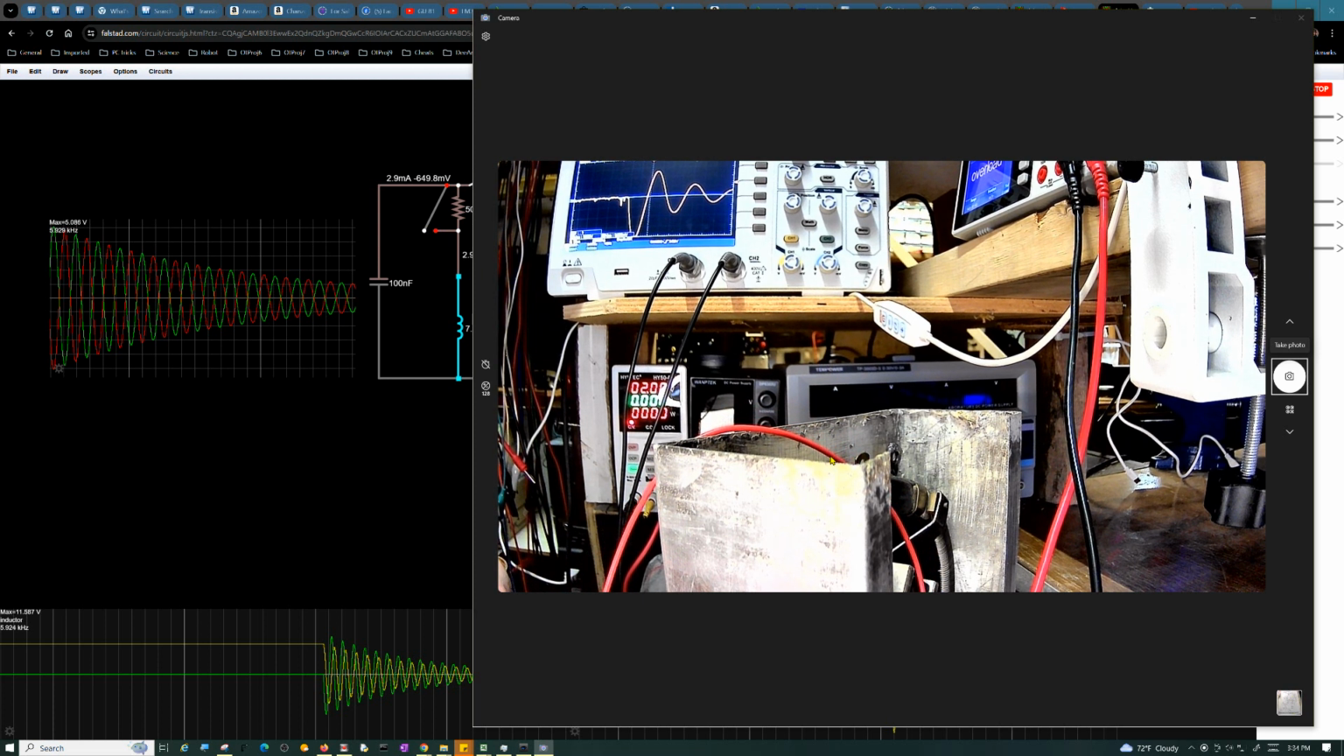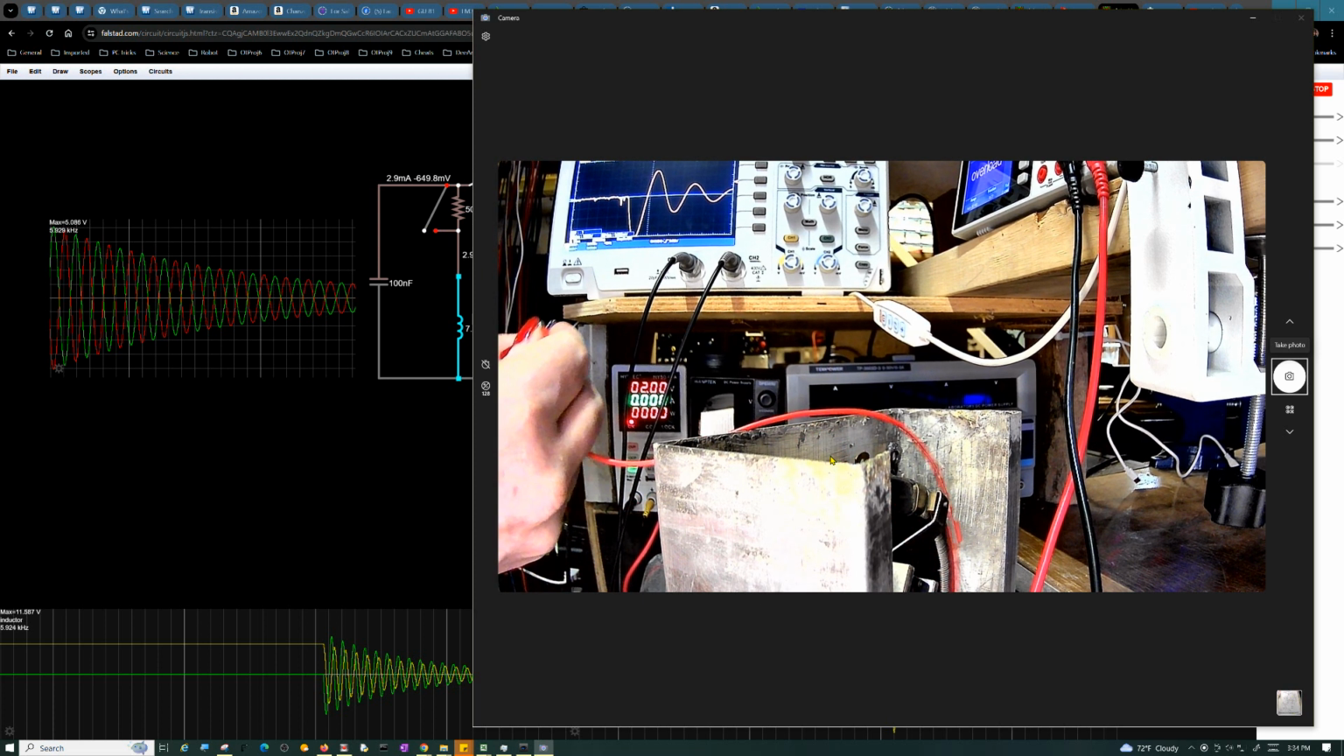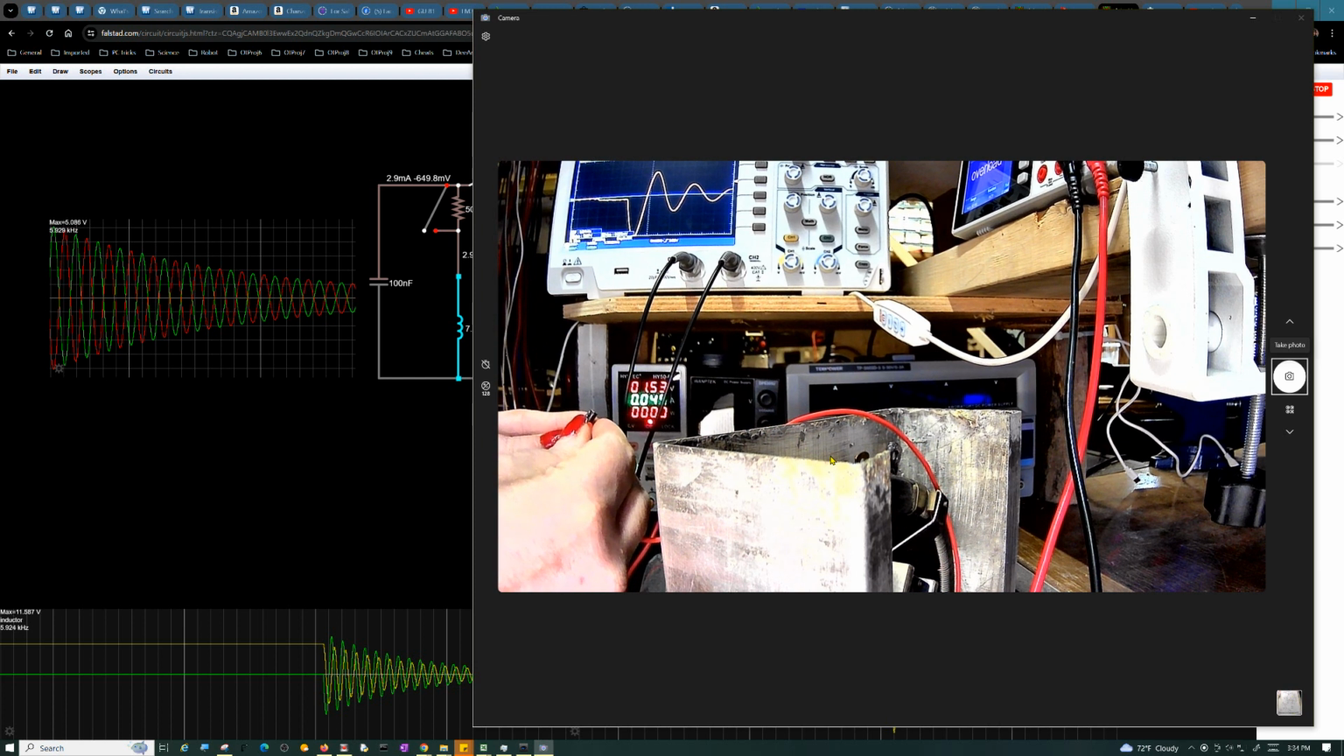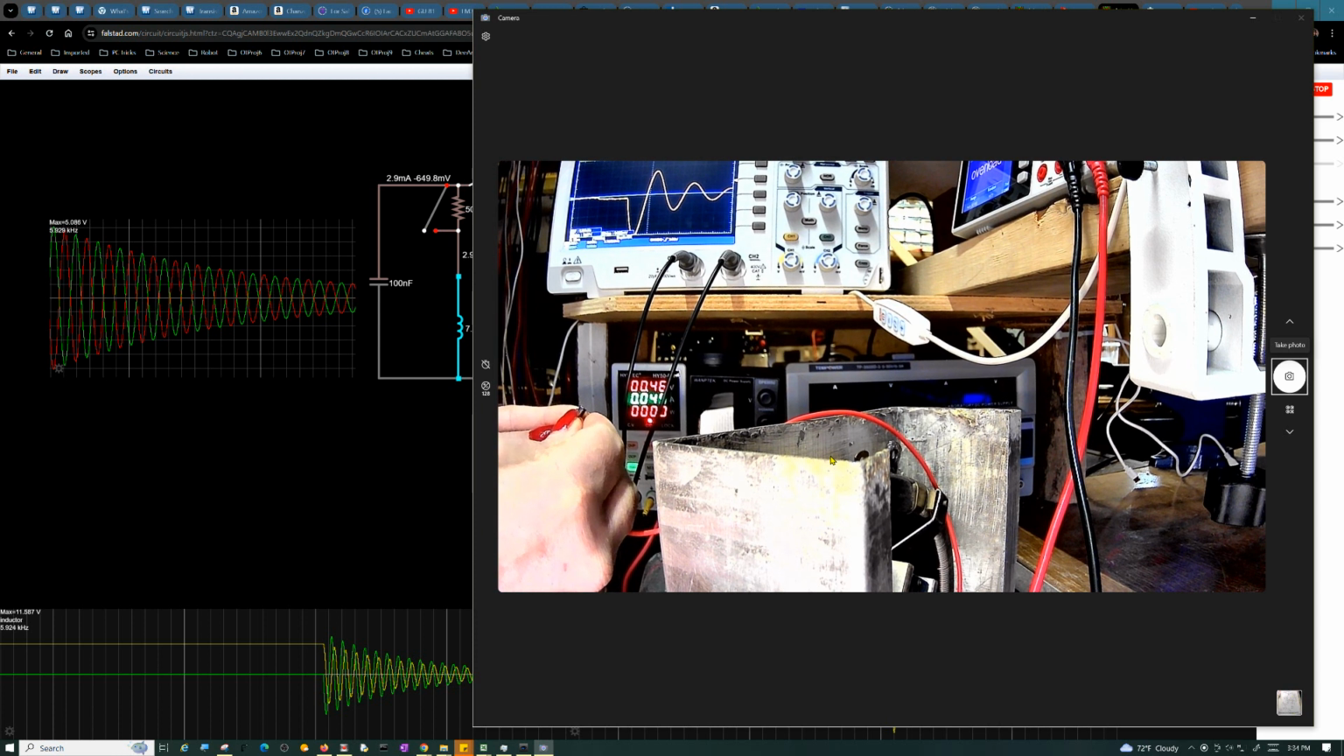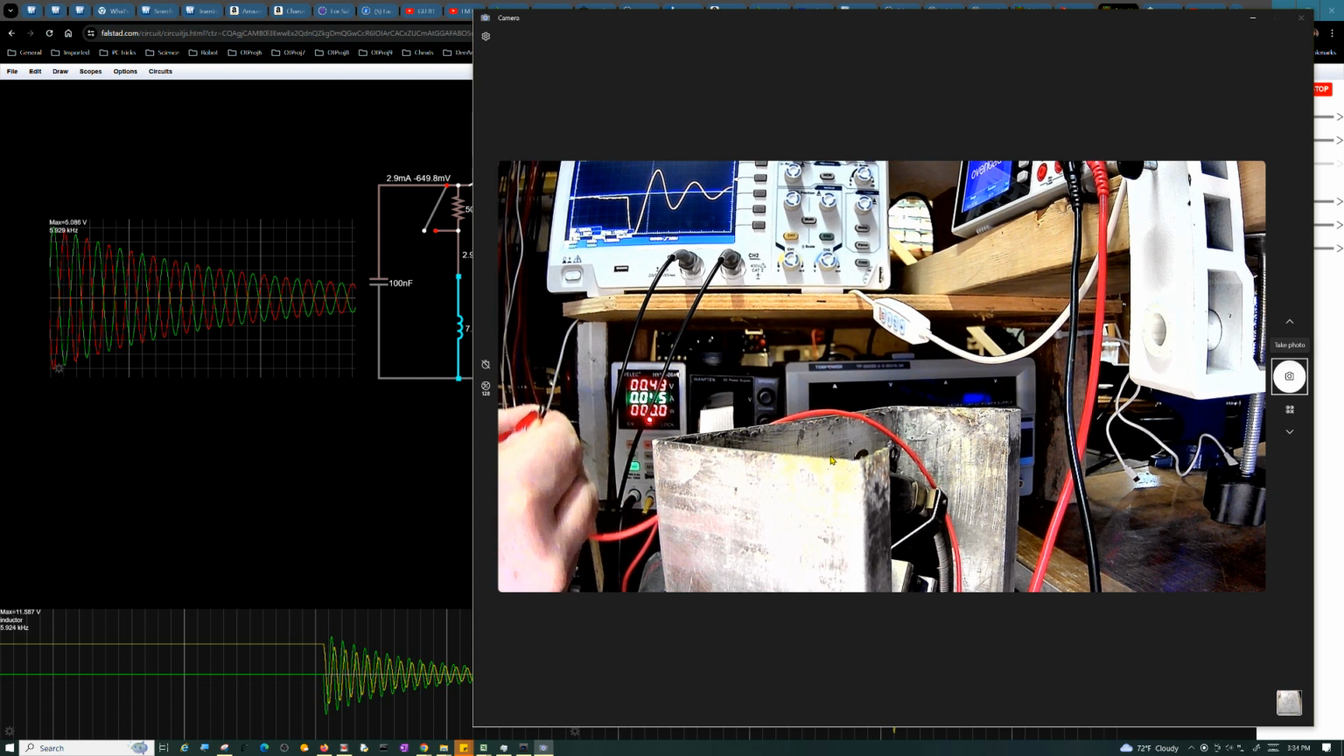But let me go ahead and short it and apply it. Okay, so you can see it's in constant current, about 46.46 volts at 0.45 amps, or 45 milliamps rather. Okay, now let's release it.